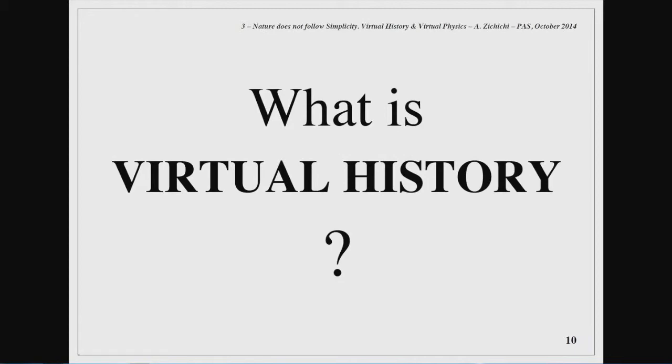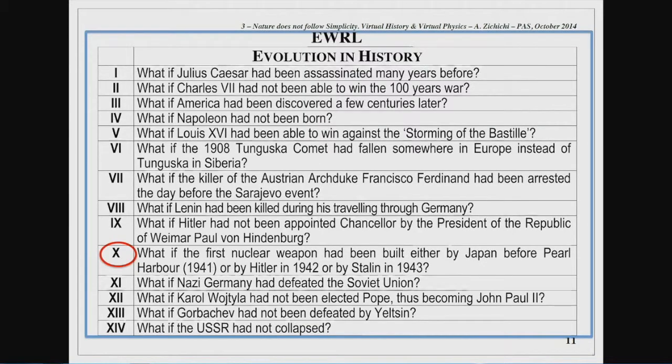What is visual history? I just give you an example. There are so many examples. Look at the red stuff. What would be our world if the first nuclear weapon had been built either by Japan before Pearl Harbor, 1941, or by Hitler in 1942, or by Stalin in 1943? We would have here the picture of Stalin if this would have happened in 1943. So this is visual history defined by historians.